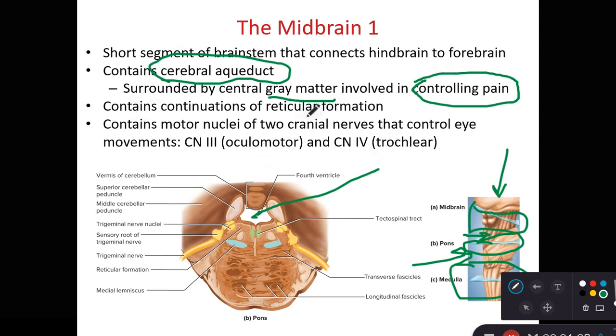We're also going to contain the reticular formation. When we think of the reticular formation, this is a loose web of gray matter that we'll talk about in a couple slides that helps to connect and interface many different parts of the brainstem. We're also going to have the motor nuclei of two cranial nerves. These two cranial nerves are cranial nerve 3, oculomotor, and cranial nerve number 4, the trochlear nerve. And these cranial nerves help to control eye movements.